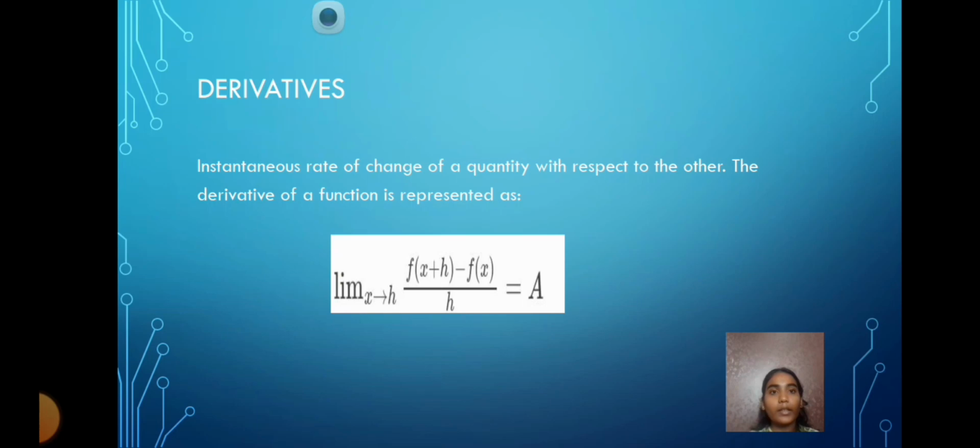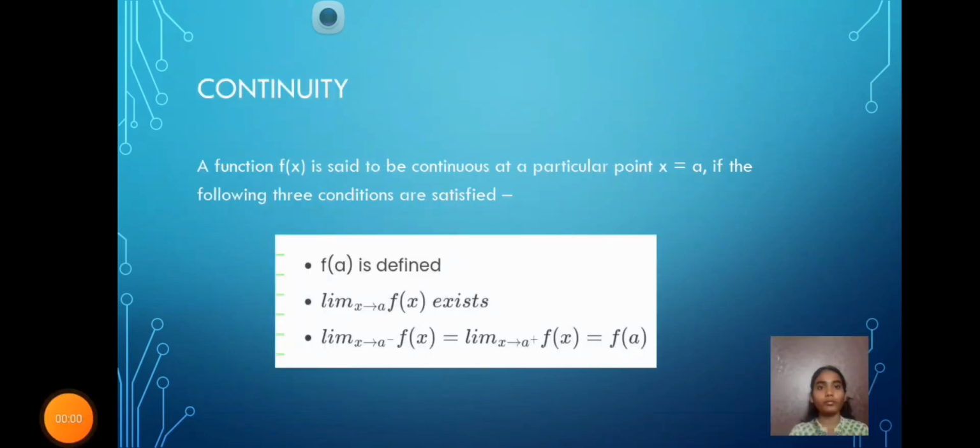Derivatives. Instantaneous rate of change of a quantity with respect to the other. The derivative of a function is represented as limit h tends to 0 of f of x plus h minus f of x, all divided by h, equals a.